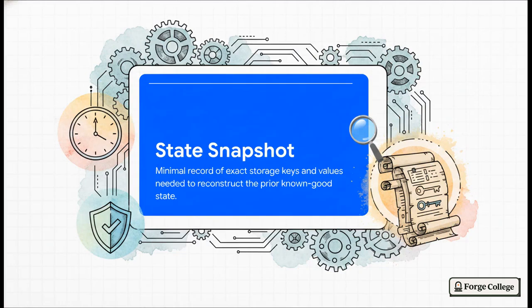Now, while the manifest tells us where everything is, the state snapshot tells us what everything is. This snapshot is a super minimal, lightweight record of the exact storage keys and data values from your last known good state. When our rollback script fires off, it's going to grab these exact values to reconstruct the past. Later on, our validation scripts will actually check against this very snapshot to confirm we've successfully reversed all the damage.